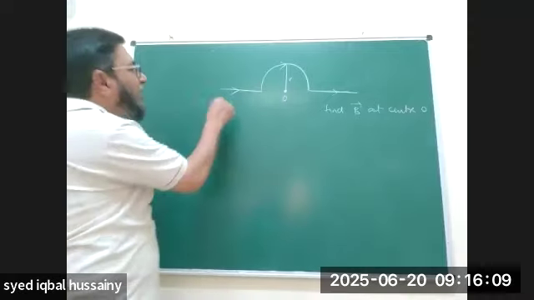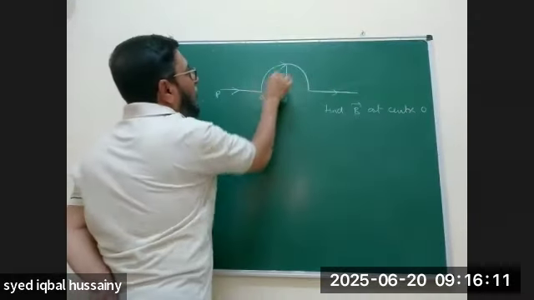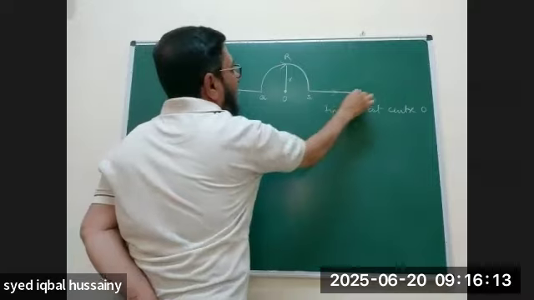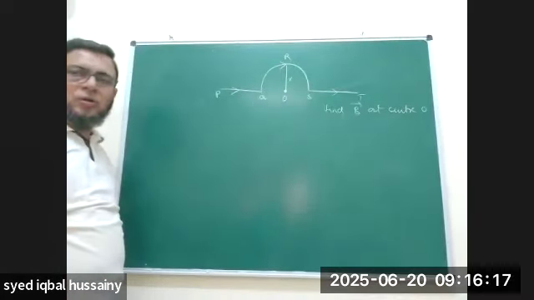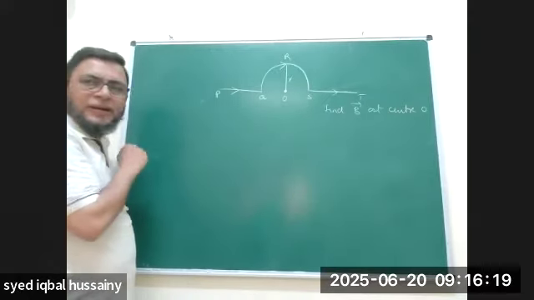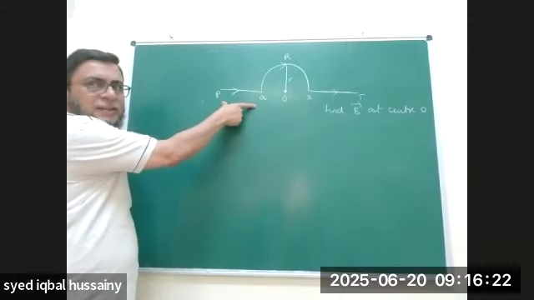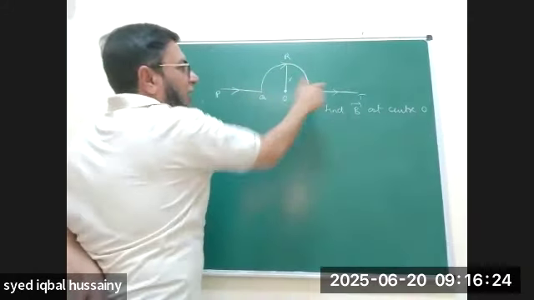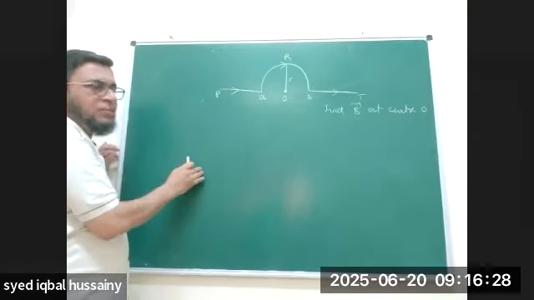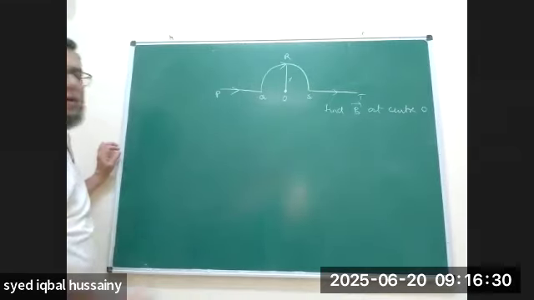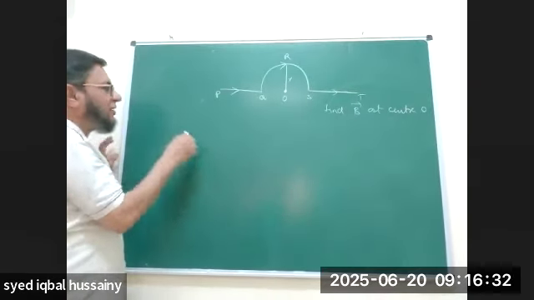Oh, sorry, I didn't give the names: P, Q, R, S, T. Now, what's the net magnetic field at the center O? How to find it? How many conductors are there? One straight conductor, a semicircular conductor, and again a straight conductor. So we have to write step by step. Immediately you can give the answer, but for writing, you should write like this.